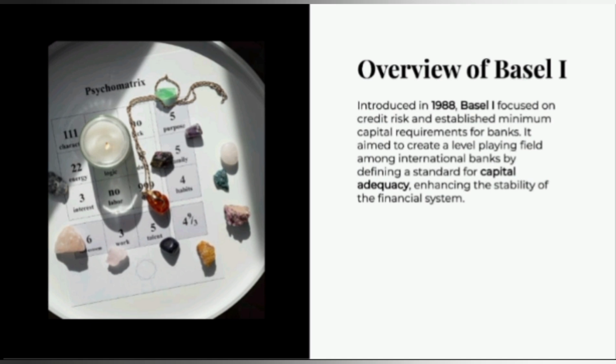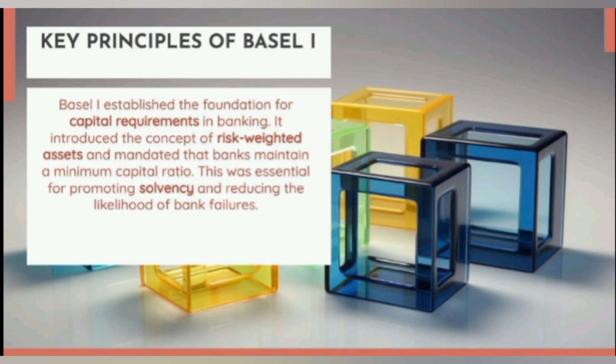Under Basel I, banks that operate internationally must maintain capital equal to at least 8% of their risk weighted assets. The assets have their own percentage of risk, categorized into 0%, 10%, 20%, or 50%. This ensures that banks hold a certain amount of capital to meet their obligations.